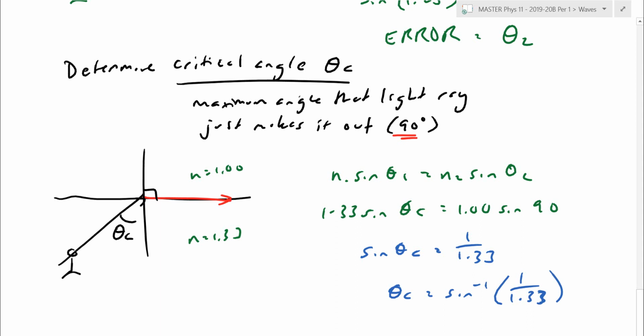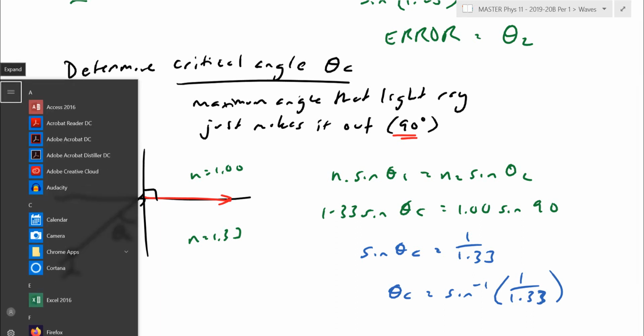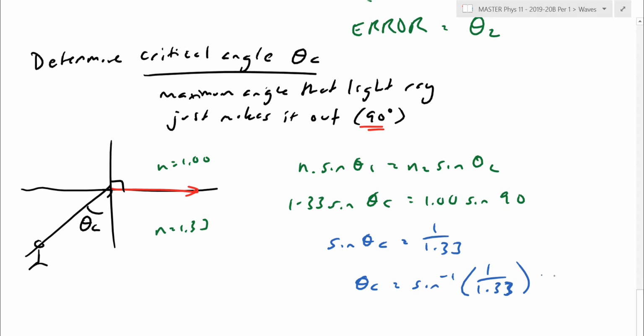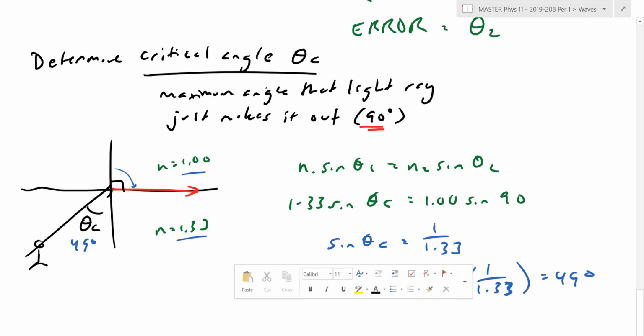Inverse sine of 1 over 1.33 gives me an angle of 49 degrees, give or take. So for a water-air boundary, going from 1.33 to 1.0, when you look out at some 49 degrees, the refracted ray is bending so far away from the normal, so far past the 0 degree mark, that it basically is just managing to eke out along the surface.